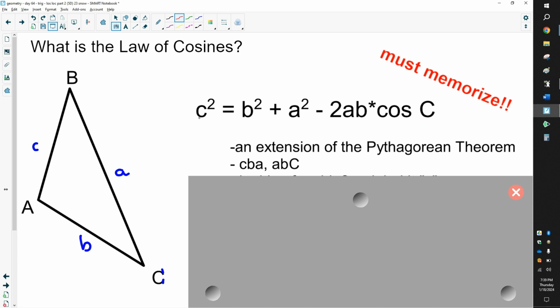It doesn't help everybody, but it's sort of a study tip. You'll notice that the order of the letters here goes C, B, A, and then it follows up with A, B, C. So that might help you remember the specific ordering of the parts of the law of cosines.